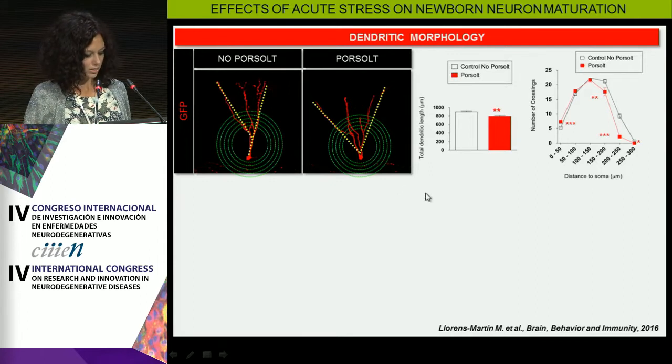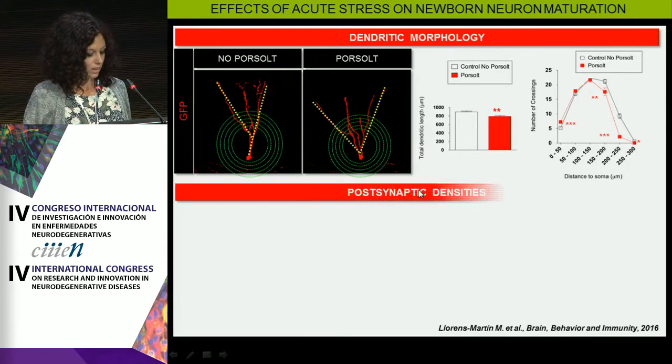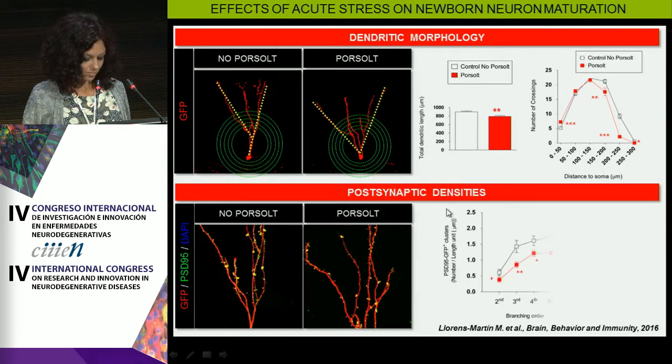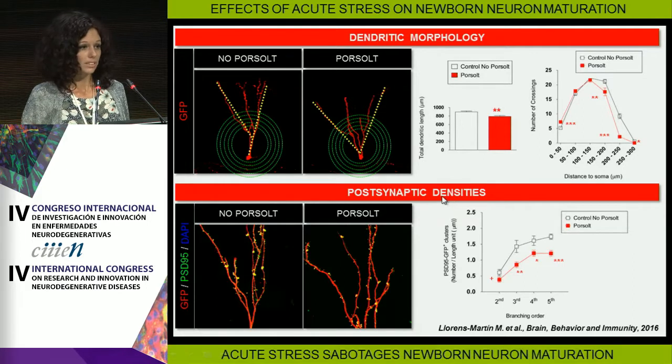In addition, in collaboration with Professor Carlos Lois, we used a PSD95-GFP-expressing retrovirus to study the alterations that acute stress triggered on the connectivity of these newborn granule neurons. Importantly, we found that acute stress drastically reduced the number of postsynaptic densities in these neurons. So we could conclude that acute stress dramatically altered the functionality and the morphology of newborn granule neurons.